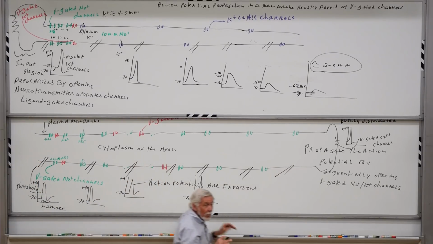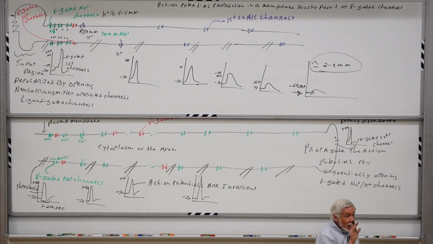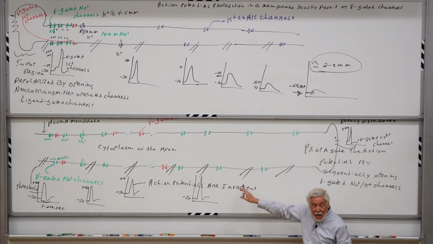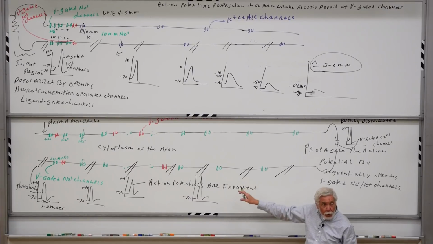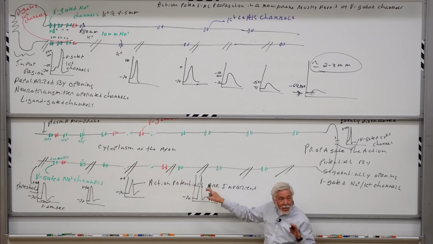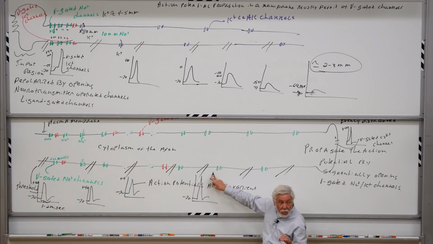Okay, so let's be careful of this. You're asking about the sum of these graphs. And these do not add together. They're all or none. They always go to plus 40. They're restricted by the equilibrium potential for sodium. So you can't add two of these together and go to plus 80. You can't get there because you're limited by the equilibrium potential for sodium. So each one of them opens the sodium channels. The sodium comes in, but can't depolarize the membrane any more than the equilibrium potential for sodium.